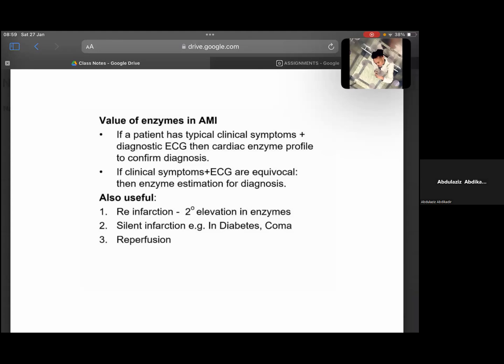It is also useful in reinfarction. The second elevation, I told you there will be 2 peaks in a reinfarction. Reperfusion injury, the one covering pathology will also tell you of the reperfusion injuries.